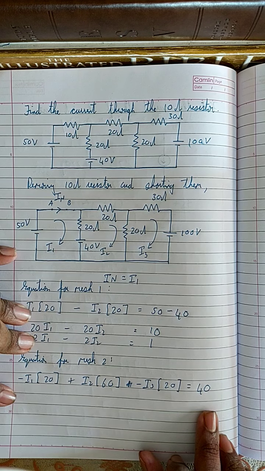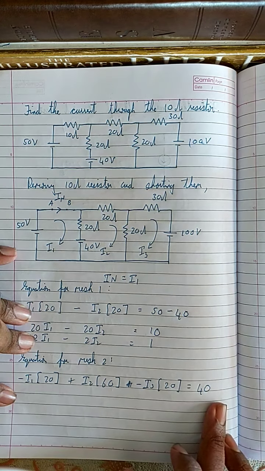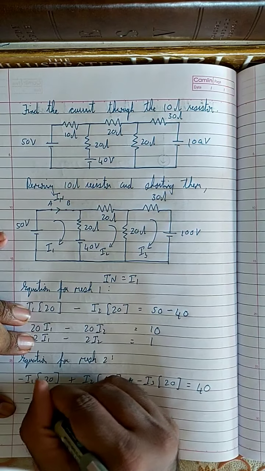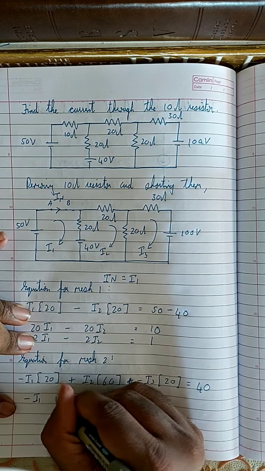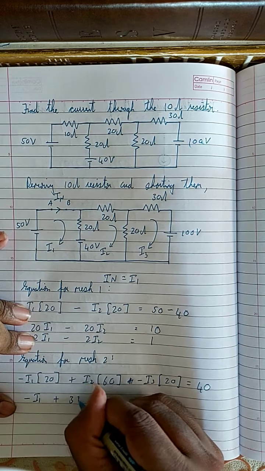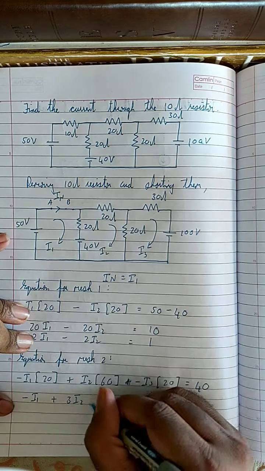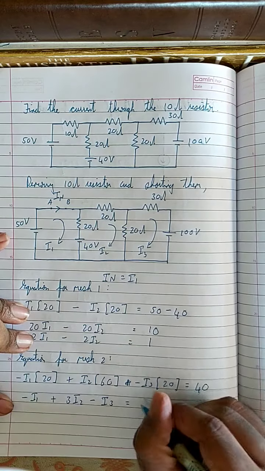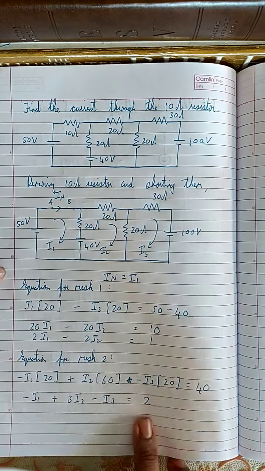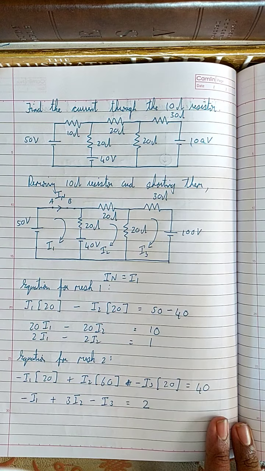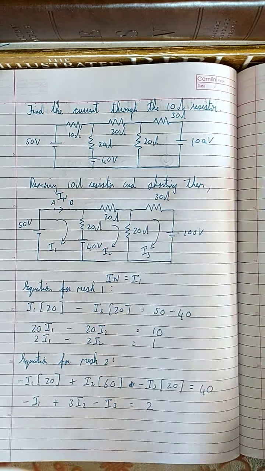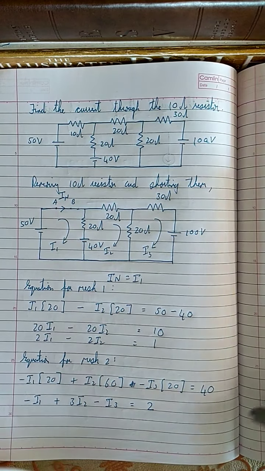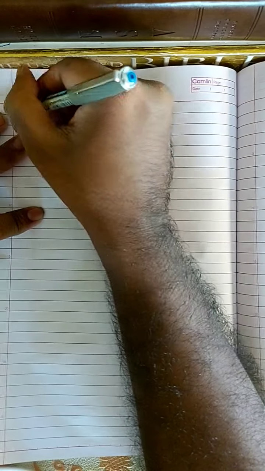I can simplify this, right? I can divide this entire equation by 20. I will get minus I1 plus 3I2 minus I3 is equal to 2. Okay, this is the other equation. Now I'm going to write the equation for mesh 3. Equation for mesh 3.